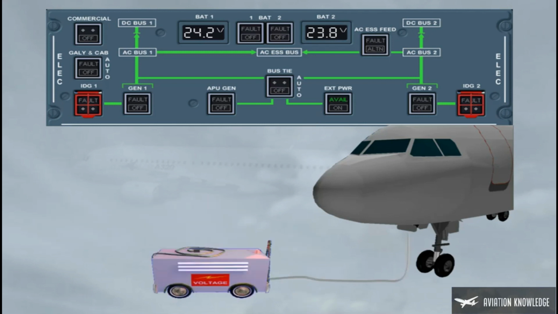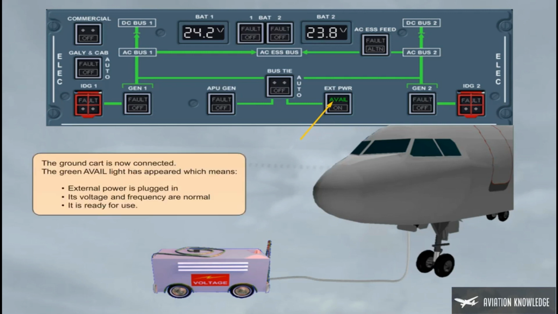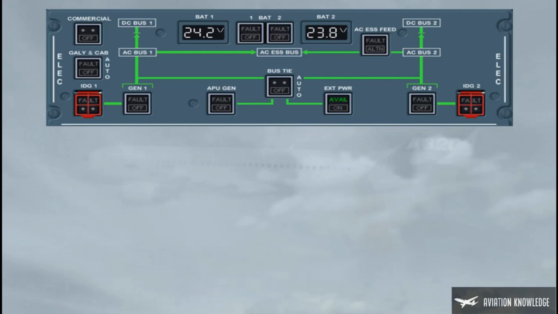The ground cart is now connected. The green avail light has appeared, which means external power is plugged in, its voltage and frequency are normal, it is ready for use. Then the battery 1 must be switched on. Note, the battery 2 off light comes on as the DC BAT bus is supplied. Then the battery 2 must be switched on.